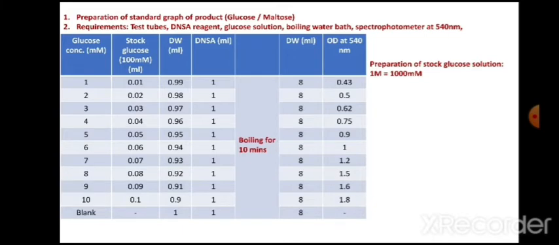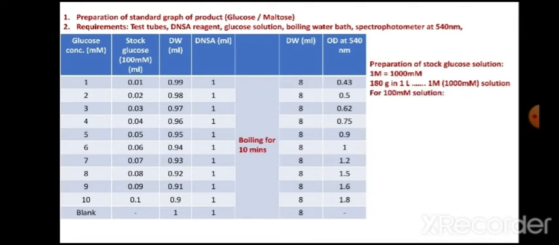1 molar is equal to 1000 millimolar, and we know how to prepare a 1 molar solution: we dissolve 180 grams of glucose in 1 liter of water. That will give you a solution of glucose with a strength of 1 molar, that is a 1000 millimolar solution.